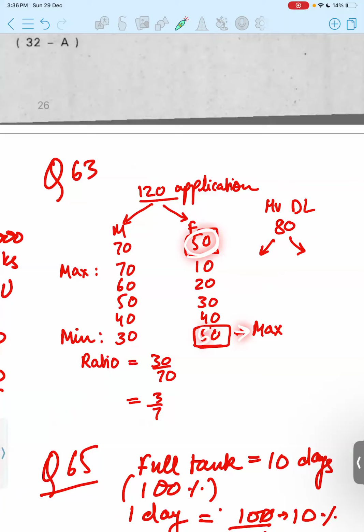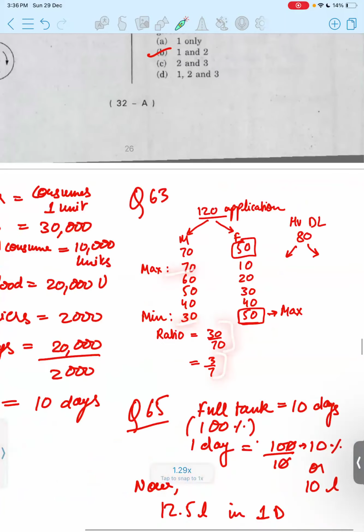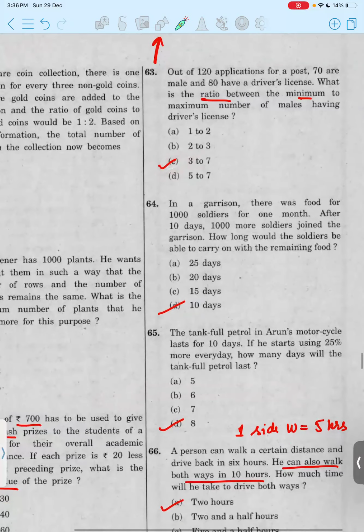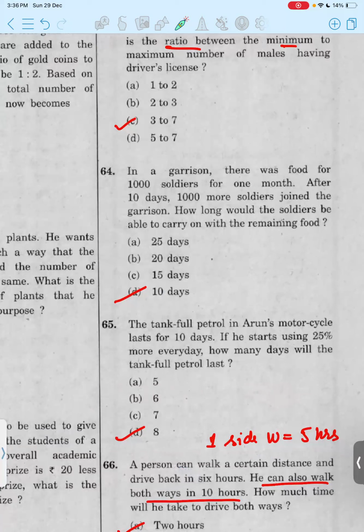So if the 50 females have the driving license, here we will get the minimum value for males on the opposite side. Because total is 80, so 50 taken, 30 left. We had to calculate the ratio for minimum to maximum. So 30 is to 70, 3 is to 7 is the right answer for the 63rd question. 3 is to 7.